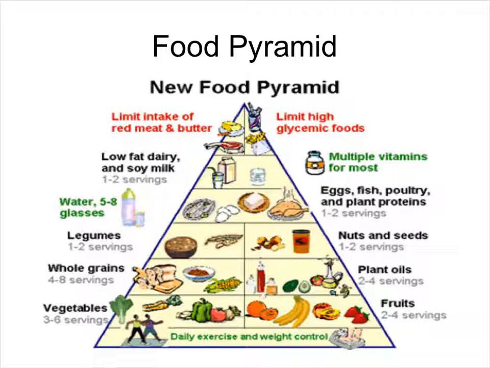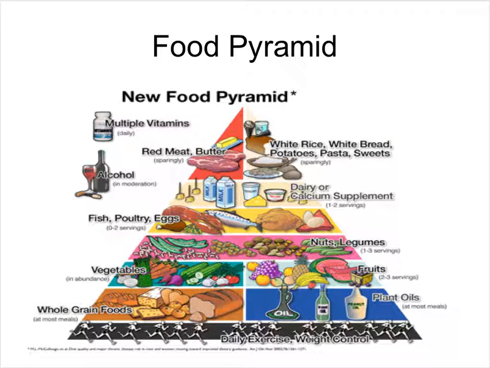Here you can see the new food pyramid, and it limits the high glycemic food. It limits the red meat and butter, the solid saturated fats. It also includes daily exercise at the bottom of the food pyramid. And you could see how it begins from the bottom up, what you should eat the most and then what you should eat the least. This is a slightly different version of the food pyramid, basically all the same, but it goes into the actual types of foods to make it more concrete.